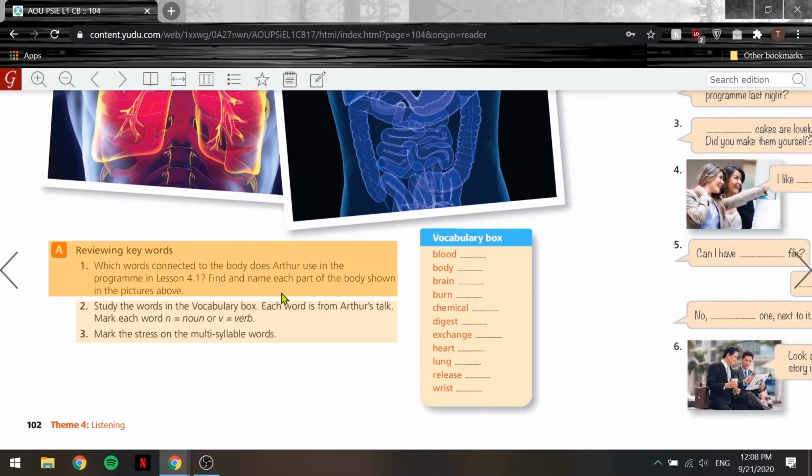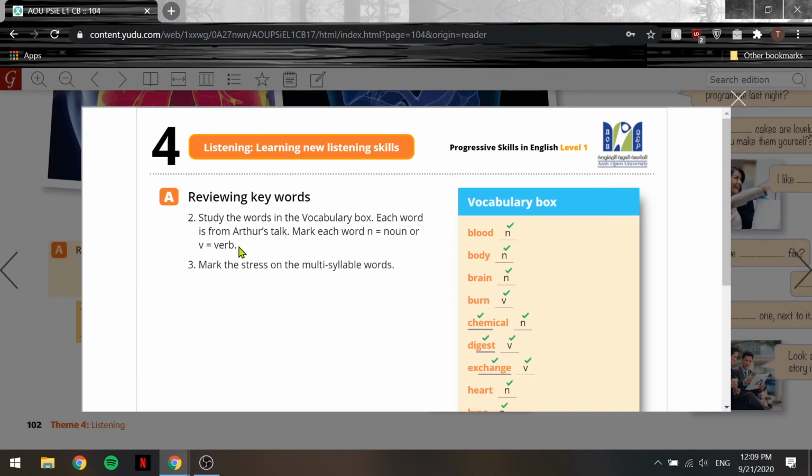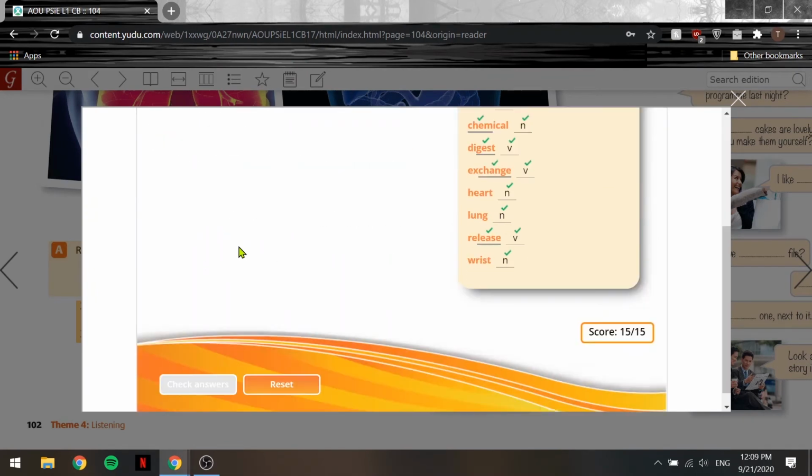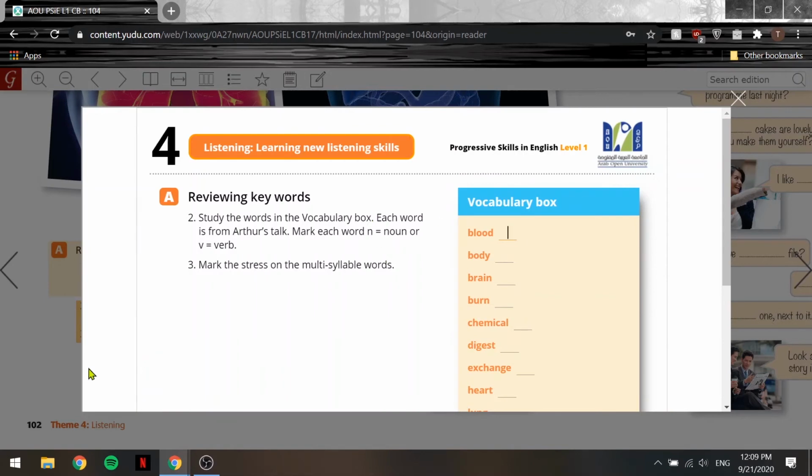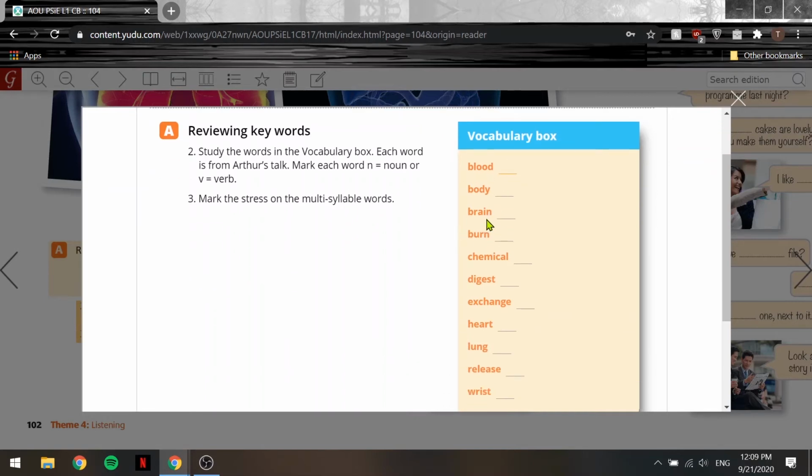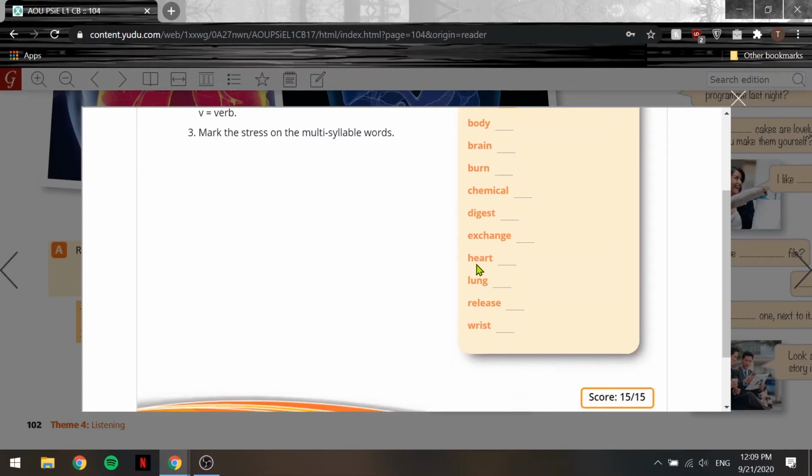Here we have, let's open A2 and A3 first. So, study the words in the vocab box. Each word is from Arthur's talk. Mark each word, whether it's a noun or a verb. Okay, so we have blood, body, brain, burn, chemical, digest, exchange, heart, lung, release, and wrist.